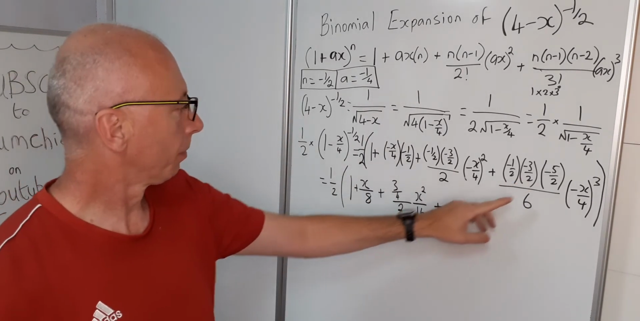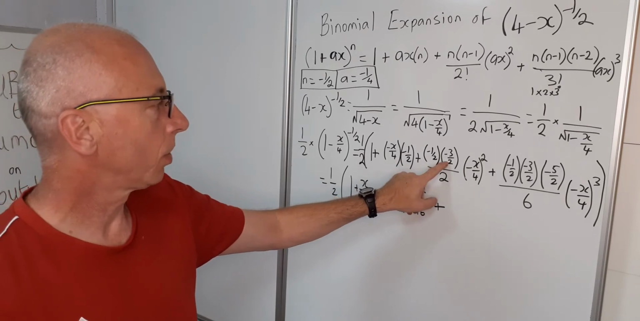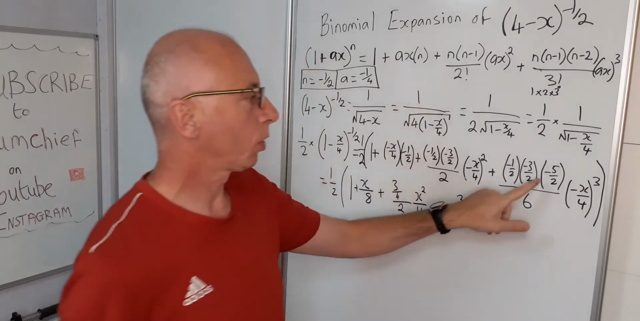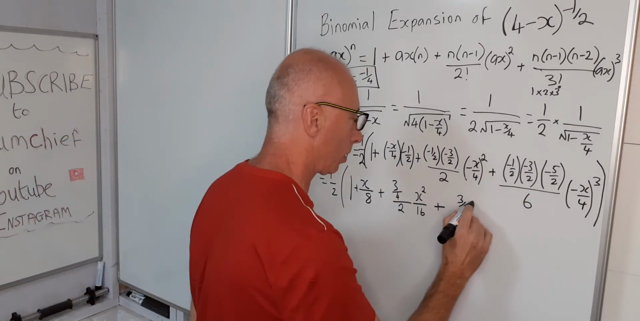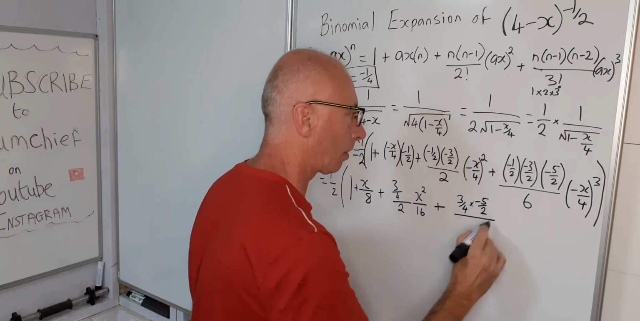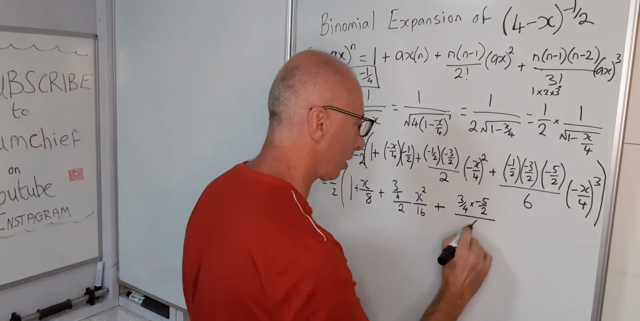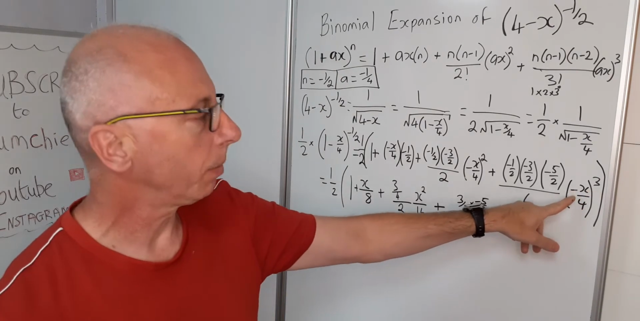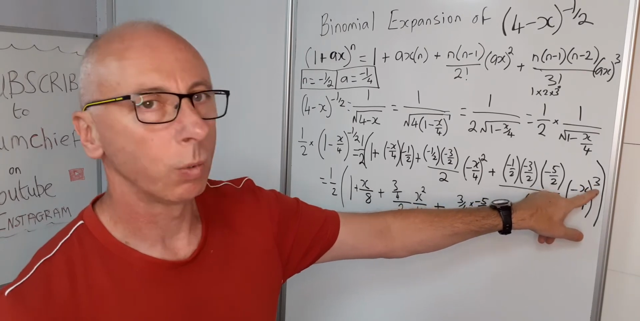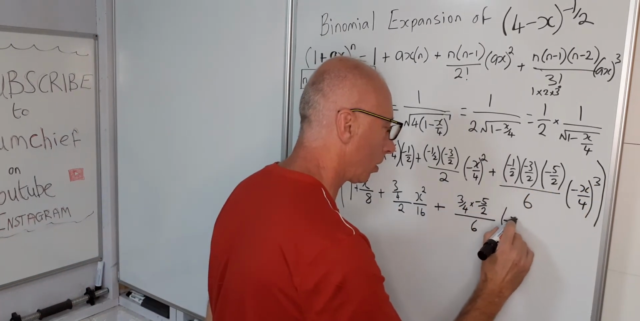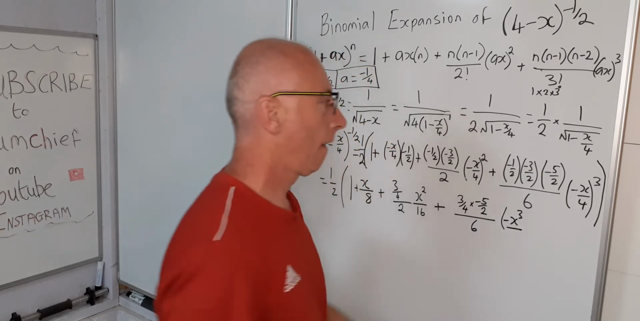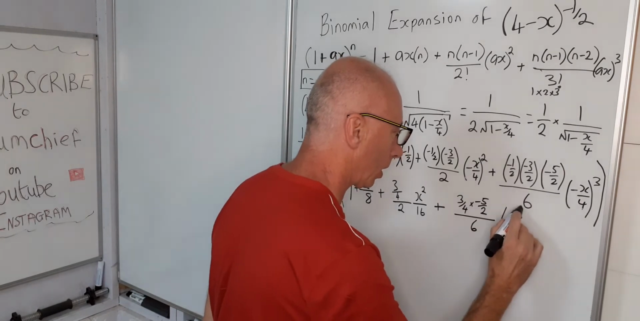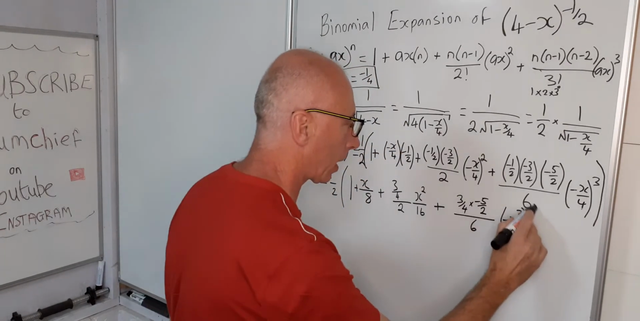And now this one. So we know minus 1/2 times minus 3/2 is 3/4. So if we just write 3/4 in there and multiply that by minus 5/2, that keeps our calculation simpler. And then divided by 6. And now here minus x/4 cubed. So just go a little bit careful here. Minus x cubed will yield minus x cubed. And 4 cubed, 4 times 4 times 4, is 64. Okay, and then close the bracket off.